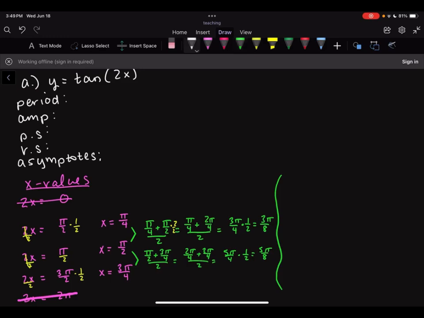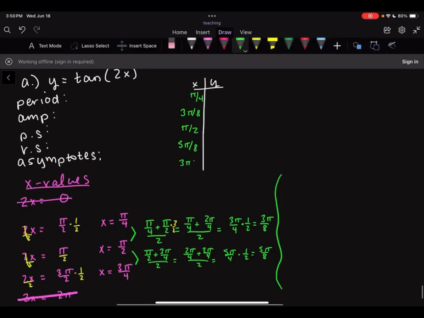So I did tell y'all that I like to usually give you a table for your x, y points. My x points I've got are pi over 4, 3 pi over 8, pi over 2, 5 pi over 8, and 3 pi over 4. Now I'm going to go find my y's.